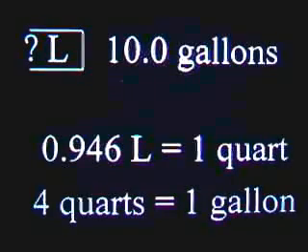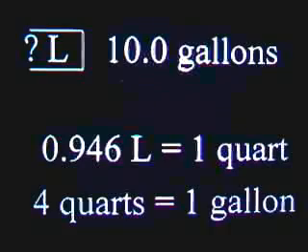Problem number 2, we're going to convert 10 gallons into liters. In order to make this conversion, we're going to need several equalities. We're going to use the fact that 1 quart is equal to 0.946 liters, and that every gallon is 4 quarts. This will be a two-step dimensional analysis problem. We'll be changing the gallons to quarts and then the quarts onto liters.